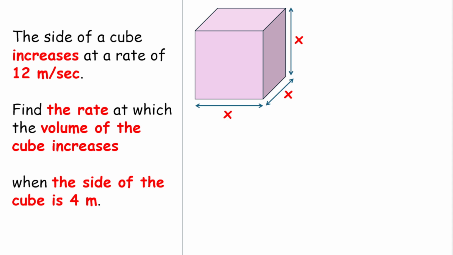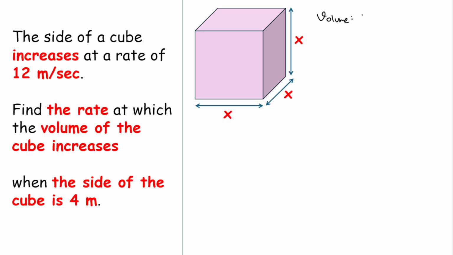The side of a cube increases at a rate of 12 meters per second. Find the rate at which the volume of the cube increases when the side of the cube is 4 meters. So a cube is like this, with the width, length, and height all the same length, right? So we will have the volume here.